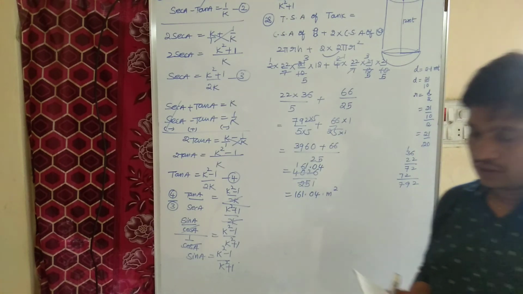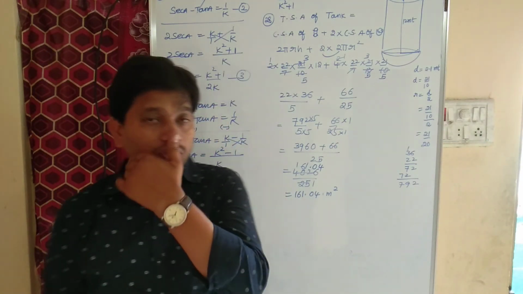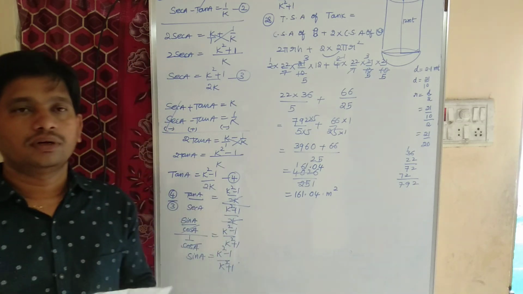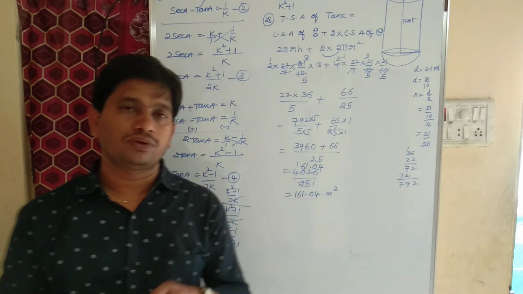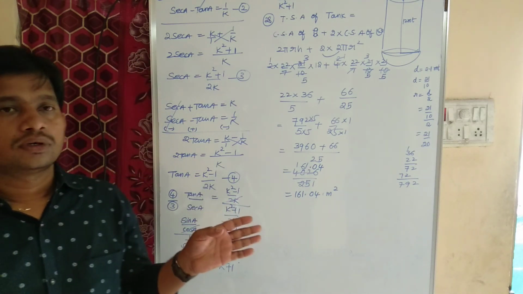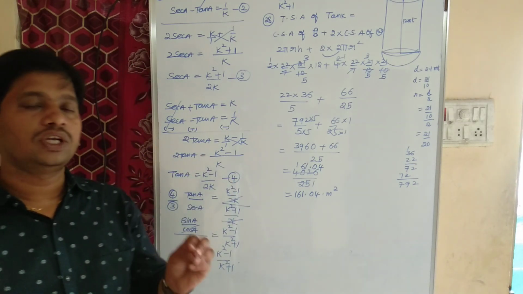Okay children, by this we completed the whole paper, I mean all 28 sums. So children, if you do this paper easily you will get 60 marks, paper 1 and paper 2. So I hope it is very clear to you. After watching the video, you also try to do it, then only you will get it.